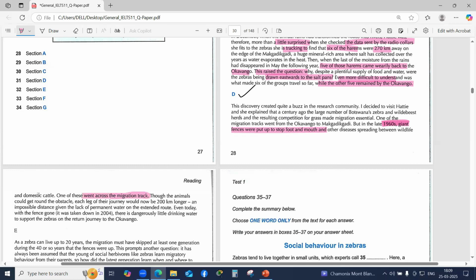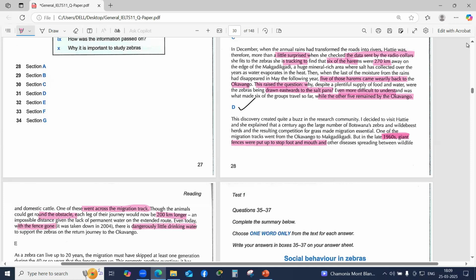Though the animals could get around the obstacle, each leg of that journey would be 200 kilometers longer. So there's an obstacle because of that fence. A distance that is very high given the lack of water and all those issues. Even today, with the fences gone, there is dangerously little drinking water to support the zebras. Okay, it's D paragraph, the inferences.